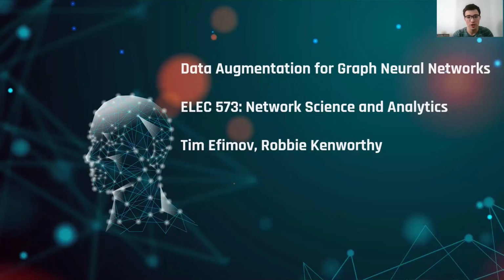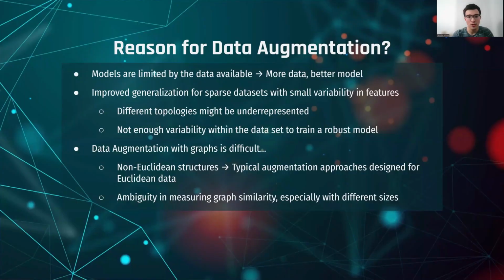This is the final project presentation for Network Science Analytics course. Today I'm going to talk about data augmentation for graph neural networks, which uses graphons and graph-assisted distances. Data augmentation is extremely popular and useful in machine learning. The reason for that is that without collecting new samples, you can generate those and actually improve the model performance.